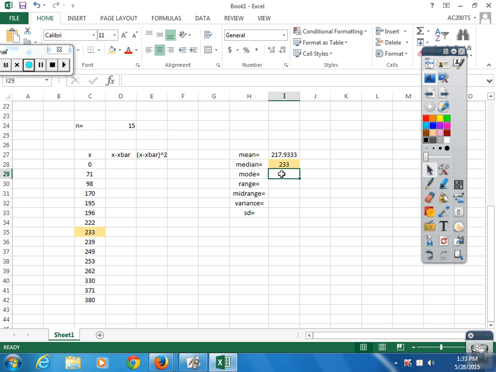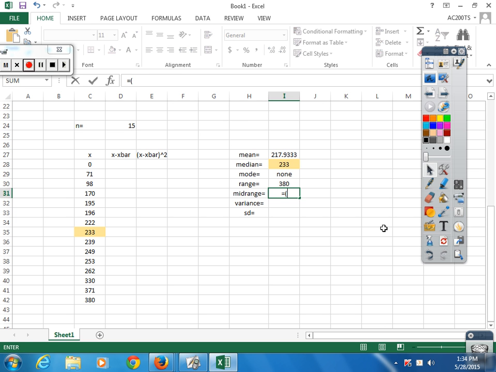Mode, I really don't care about. But it's the value that shows up the most. Is there anything that shows up the most? None. So you put NA, you put none, just don't put 0. Range, that's pretty simple. That's equal to the highest minus the lowest.